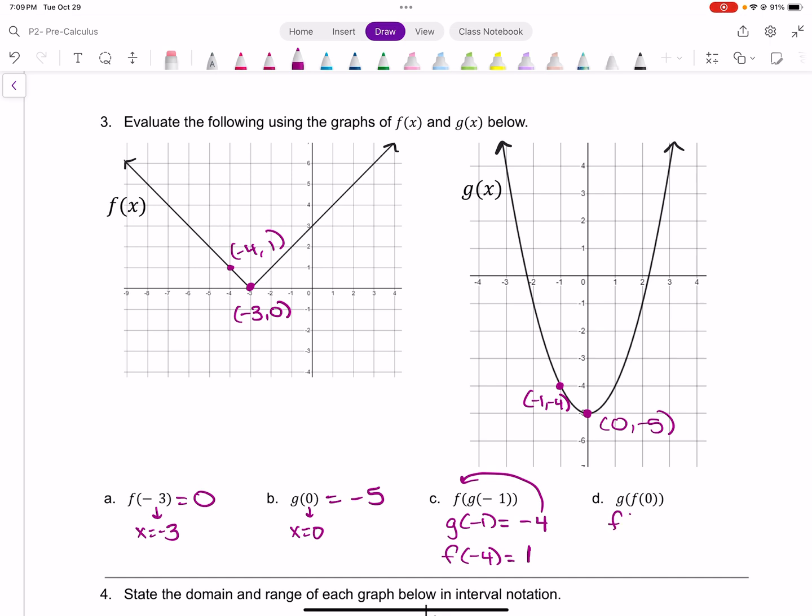For D, f of 0, so on the f graph, when x is 0, y is 3. So plugging that 3 into g, on the g graph, when x is 3, y is 4, so g of 3 equals 4.